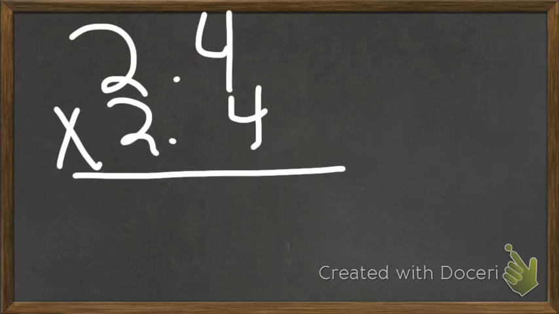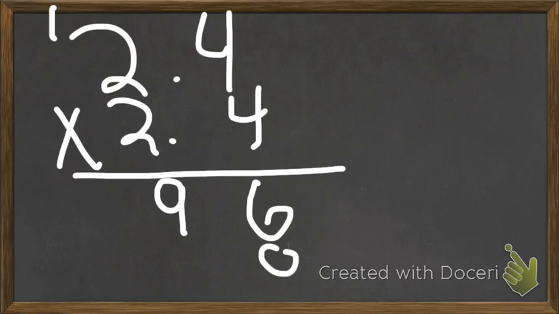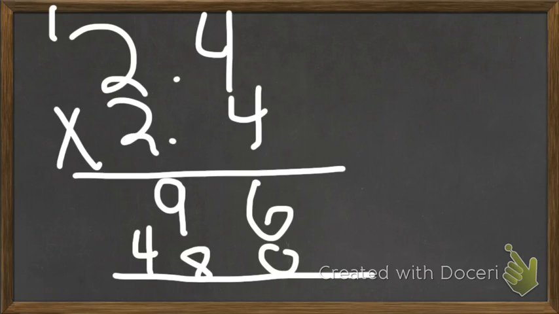4 times 4 is 16, carry the 1. 2 times 4 is 8, plus that 1 is 9. Our placeholder, 2 times 4 is 8. 2 times 2 is 4. Well, 6 plus 0 is 6. 9 plus 8 gives us 17. Carry the 1. 4 plus 1 is our 5. So we get 5.76. Not bad, but it's not exactly 6 yet.